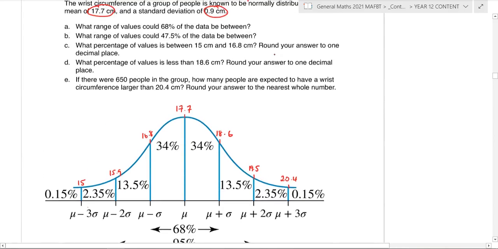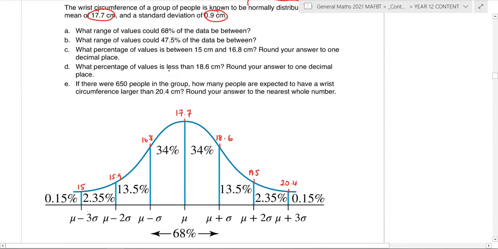So let's try and answer some of these questions. What range of values could 68% of the data lie between? So that's really easy. I already answered that. So 68% of your data lies between 16.8 and 18.6. Okay, so 16.8 and 18.6.